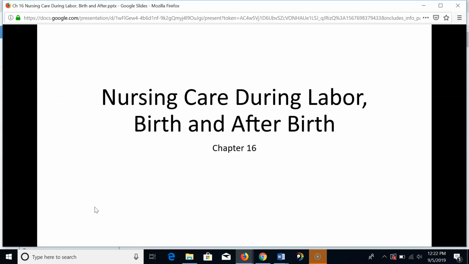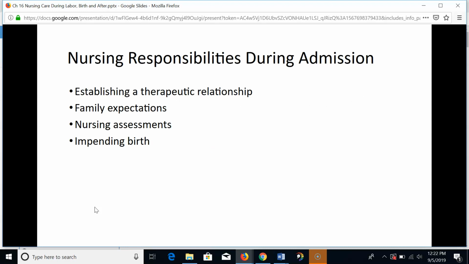Nursing Care During Labor, Birth, and Afterbirth, Chapter 16. Giving birth is a very special experience for women and her support person. Your job as a nurse is to help this be a good experience with good outcomes.